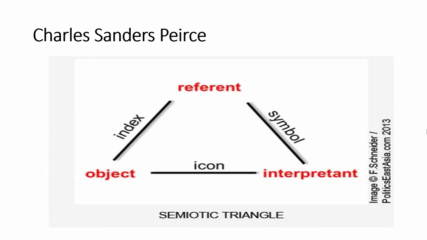And on the basis of this scheme, Peirce differentiated between three types of signs. The first type is an icon. The relationship between a sign and an object is resemblance or similarity. For instance, our photos are our icons because they resemble us very much.